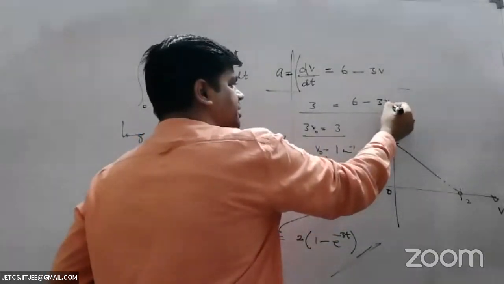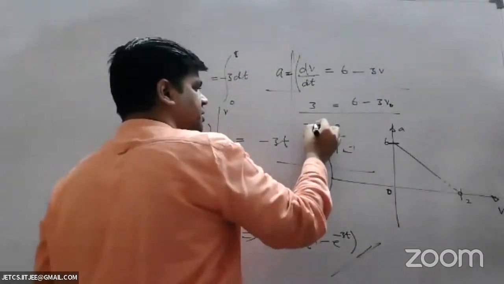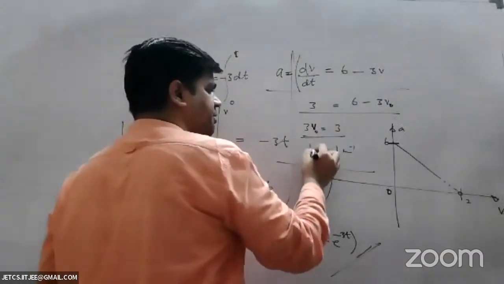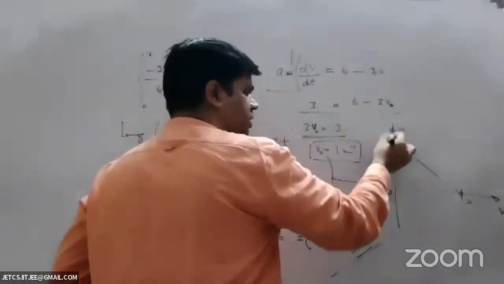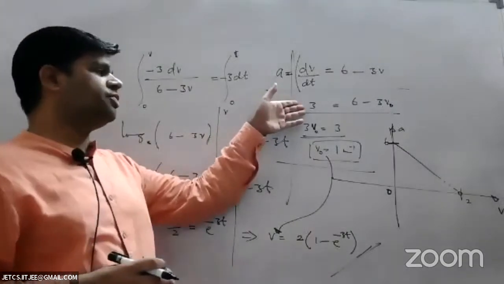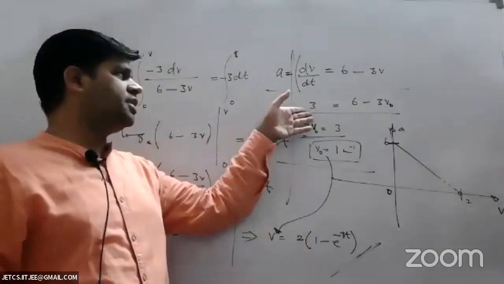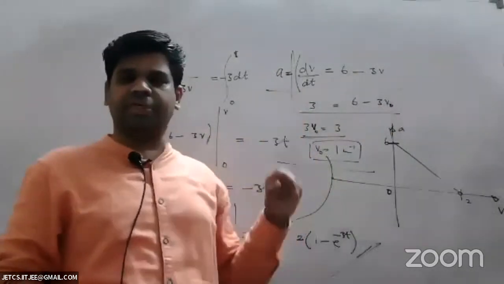Let v naught be the speed at that instant. So 3v naught is equal to 3. v naught is equal to 1 meter per second. I just got it from this equation. I substituted a is equal to a naught by 2. What is a naught? Initial acceleration, which is 6. 6 by 2. I substitute 3 is equal to 6 minus 3v naught. I got v naught from there.